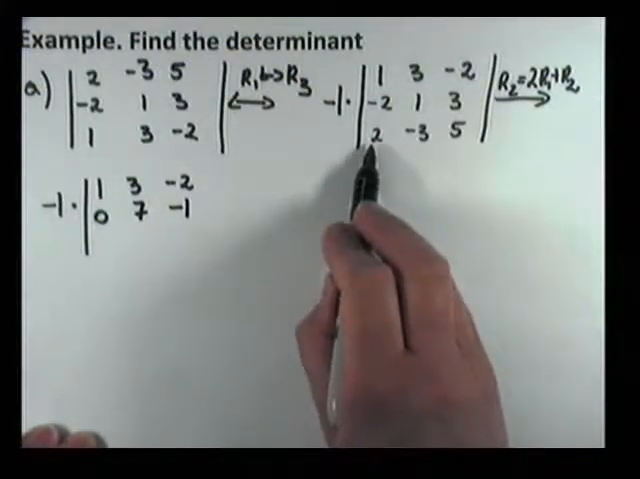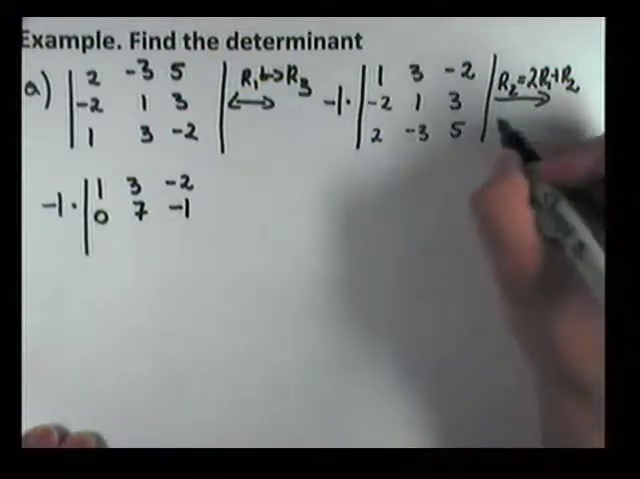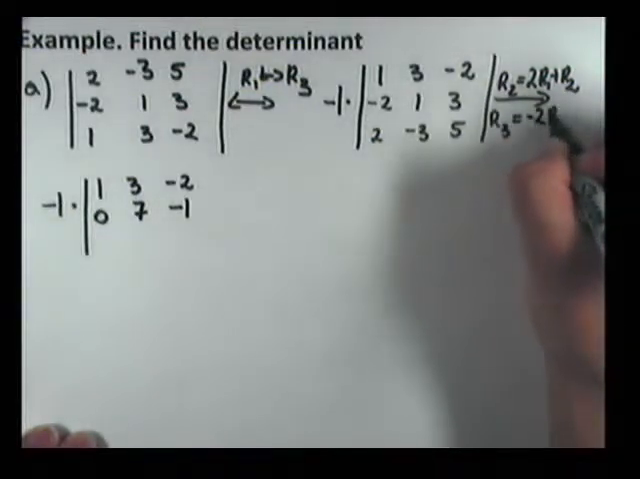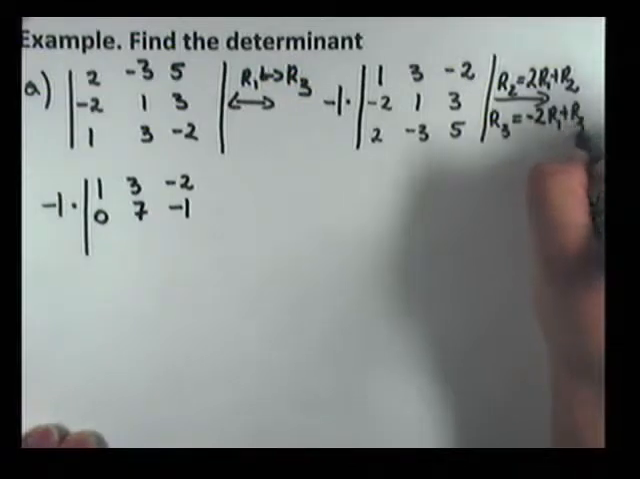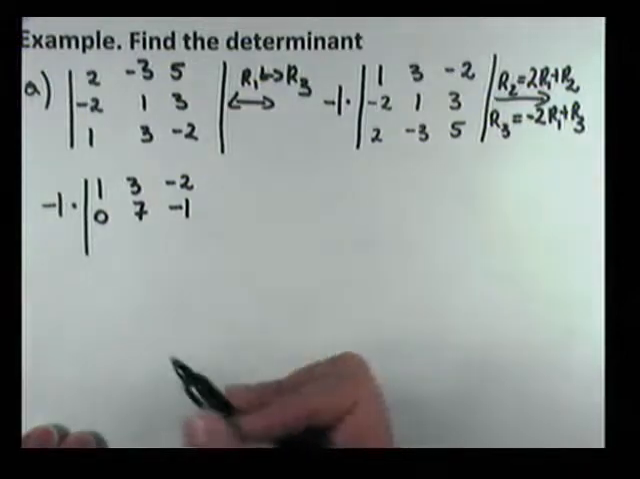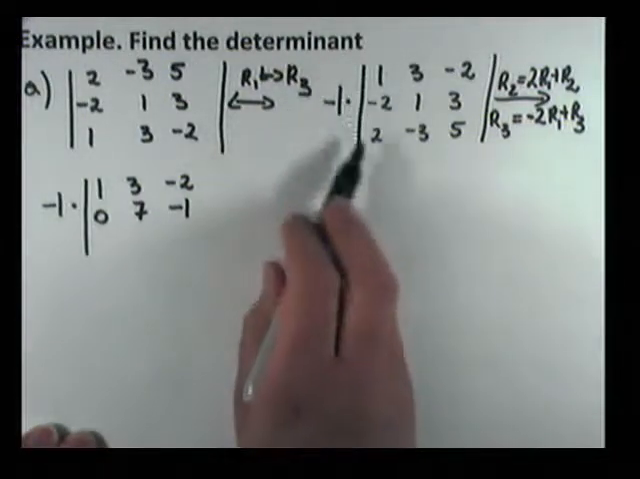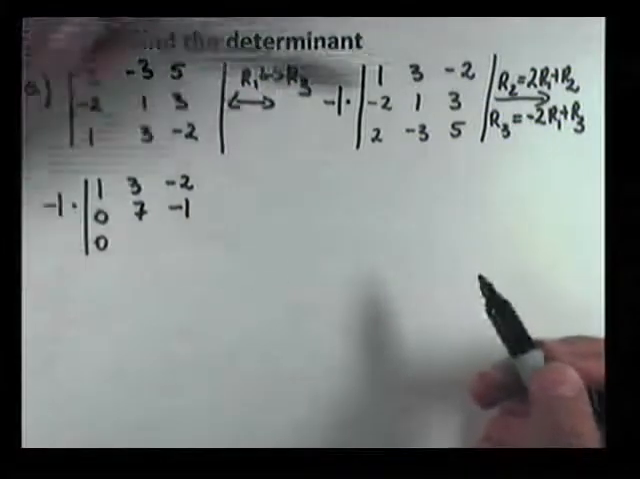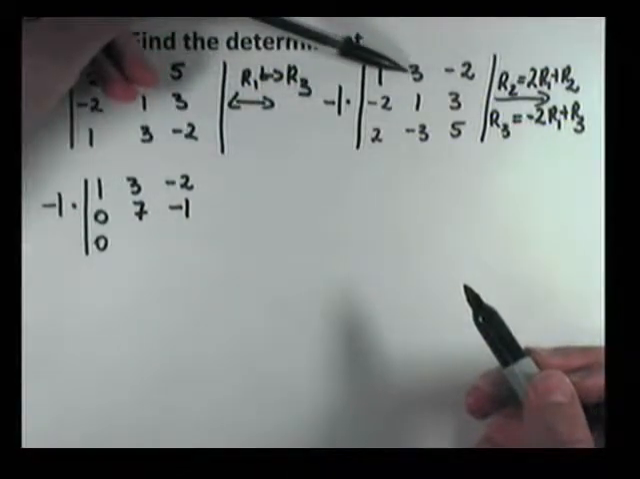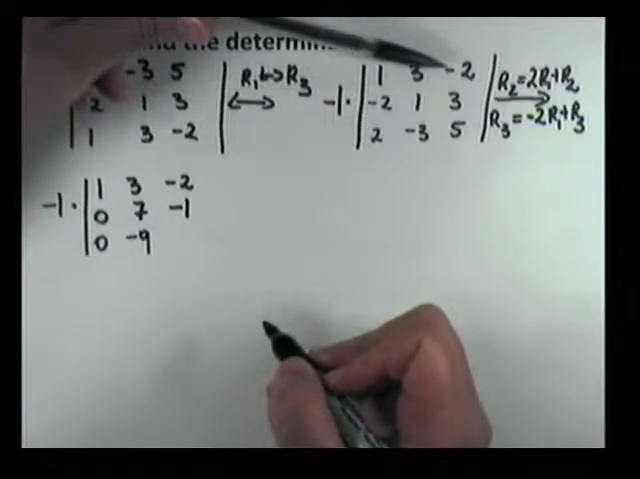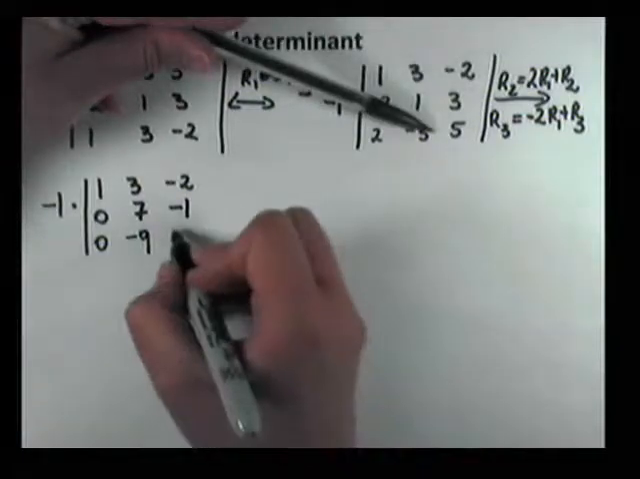And let's make 0 in the third spot. So row 3 is equal to minus 2 row 1 plus row 3. Okay, so minus 2 plus 2 is 0. And then minus 2 times 3 is minus 6, and minus 3 is minus 9. Then minus 2 times minus 2 is 4, plus 5 is 9.